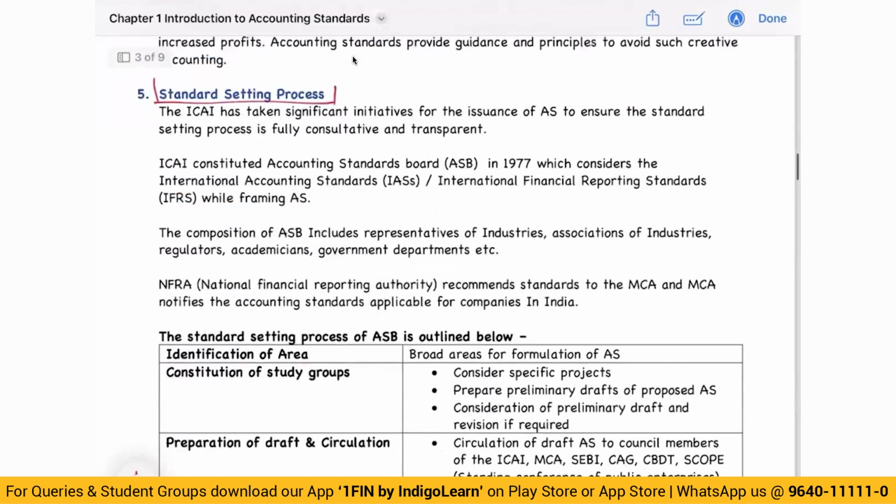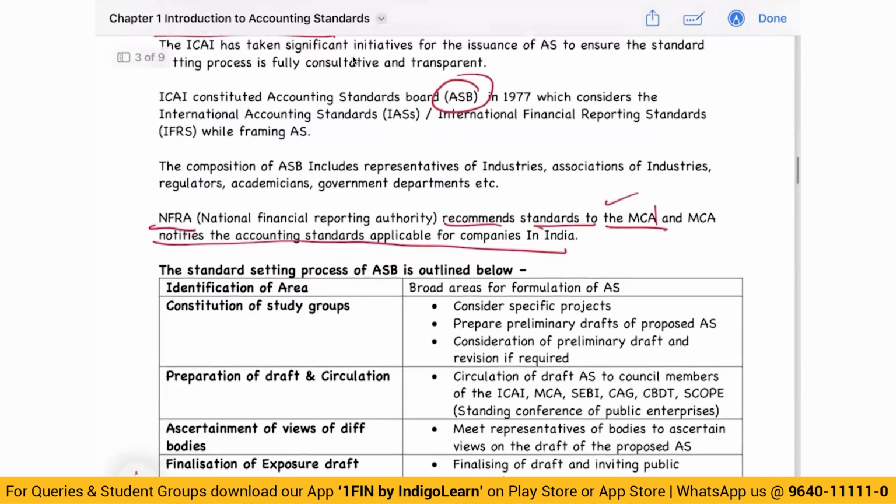Then we have, how are the standards set? What is the standard setting process? Okay. Currently, what happens is you have the Accounting Standards Board. The Accounting Standards Board will frame the accounting standards. They will notify and all of those things. Then NFRA recommends the standards to the MCA, and MCA notifies the standard for the companies. So ICAI will frame the standards. They will submit it to NFRA for consideration, and then NFRA will recommend standards to the MCA, who will notify.